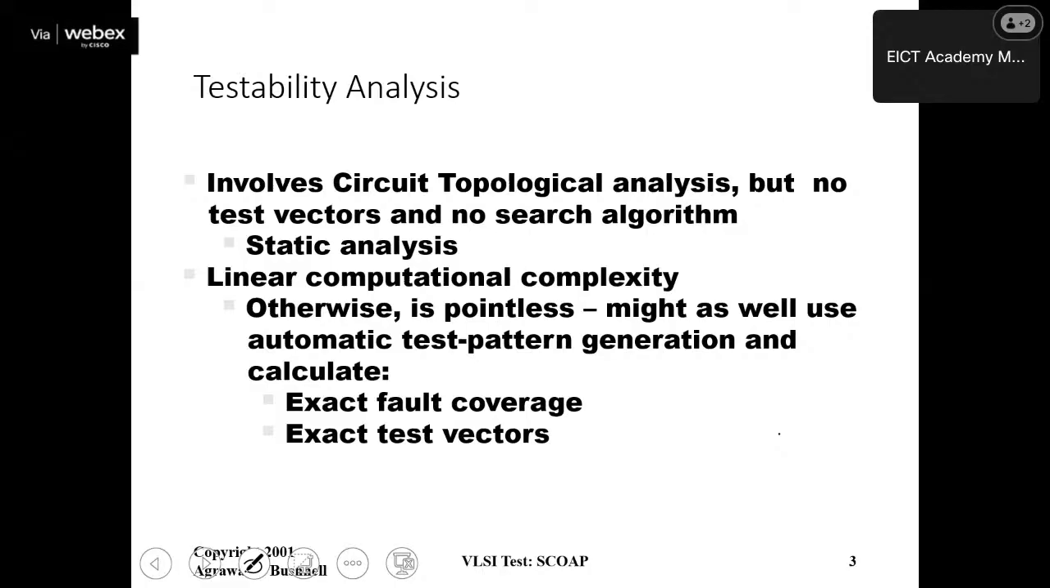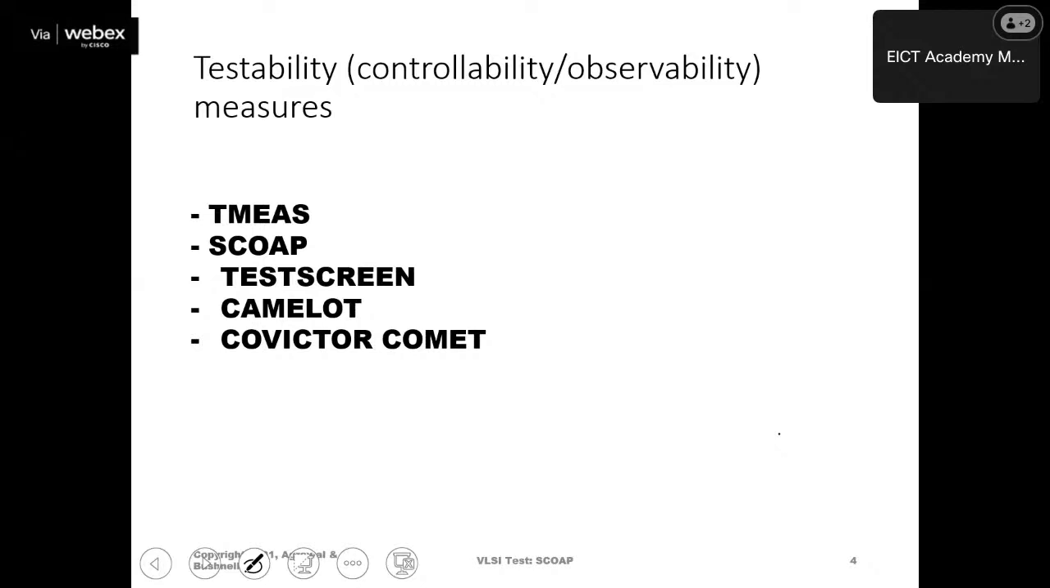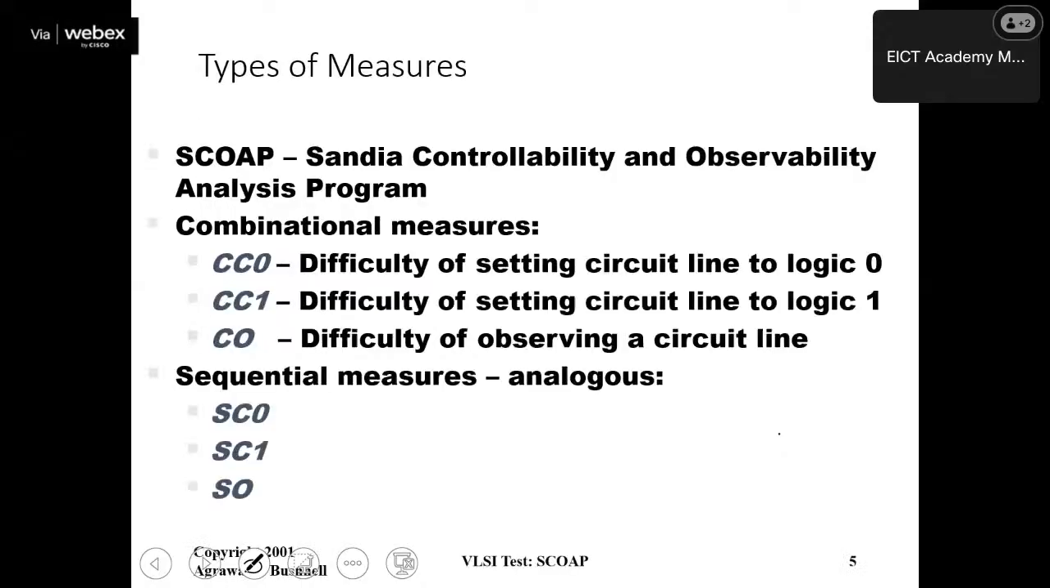Linear computation complexity is there, otherwise it becomes pointless, because automatic test pattern generation can give the exact fault coverage and the exact test vectors also. In the literature, there are a few algorithms like T-measure algorithm, SCOAP algorithm, Testscreen algorithm, Camelot algorithm, Covector, and Comet algorithm. So these are a few of the listed algorithms found in the literature. Out of these, the SCOAP algorithm is one of the popular algorithms. We will only discuss the SCOAP algorithm in this FDP.